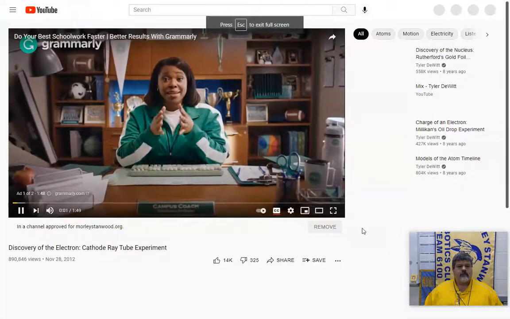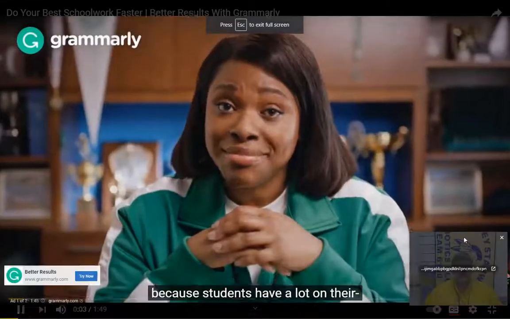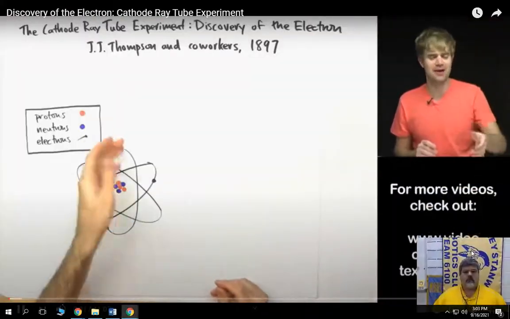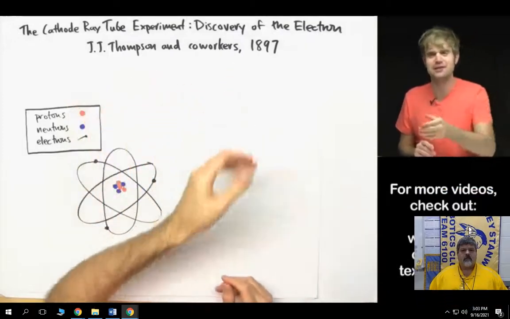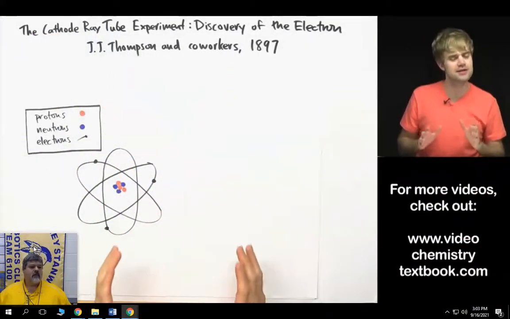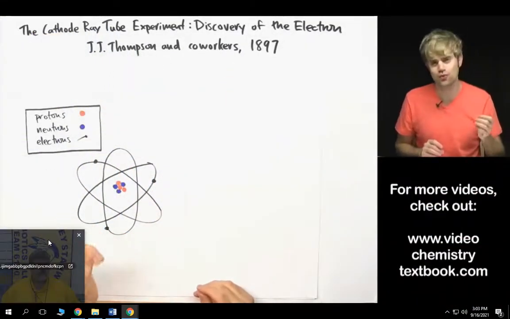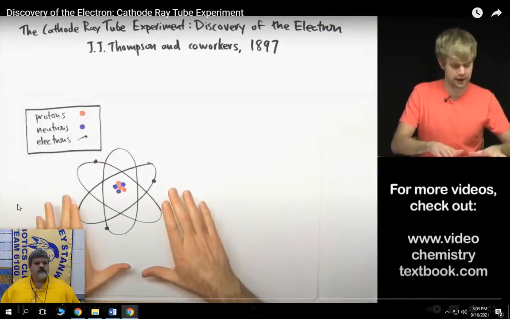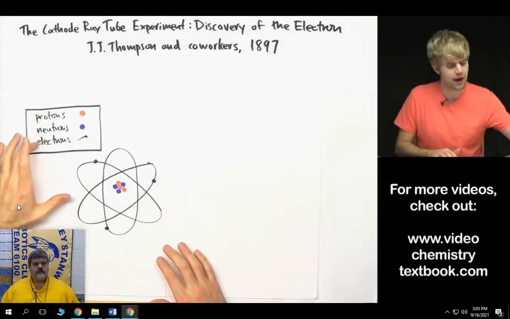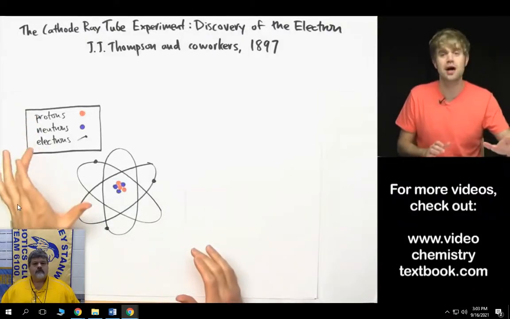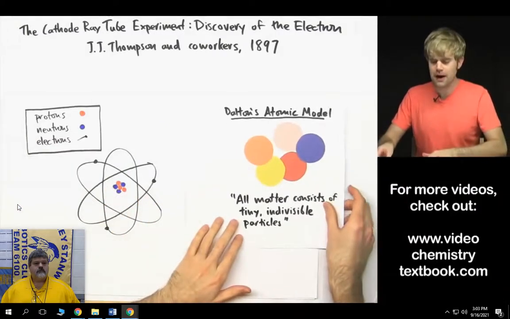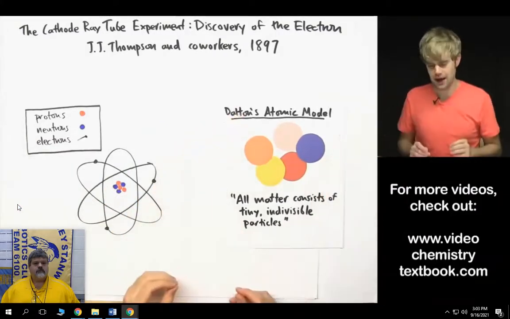My job is to make college easier because students have a lot on their hands. In this video, we're going to talk about how J.J. Thomson discovered the electron in 1897 using the Cathode Ray Tube experiment. So these days, we think about atoms kind of like this. They're made up of a variety of smaller subatomic particles. But in the late 1800s, it was all about John Dalton's model of the atom.